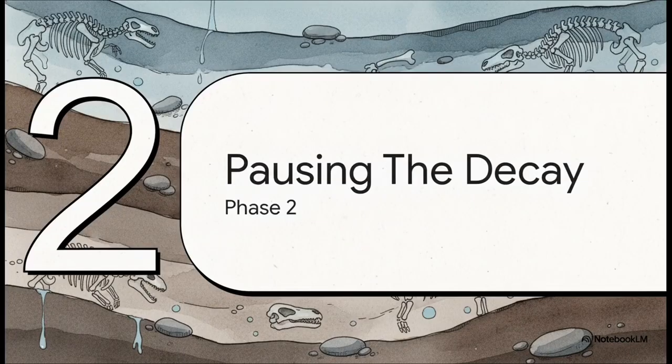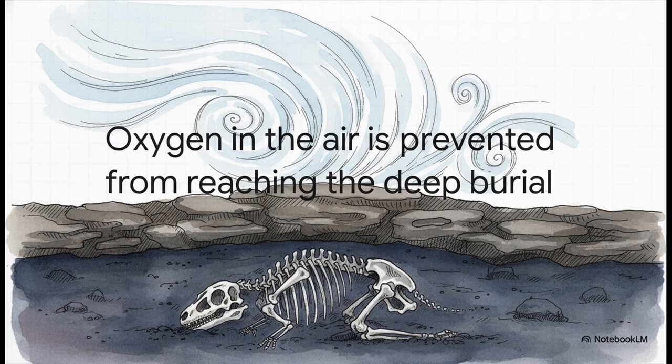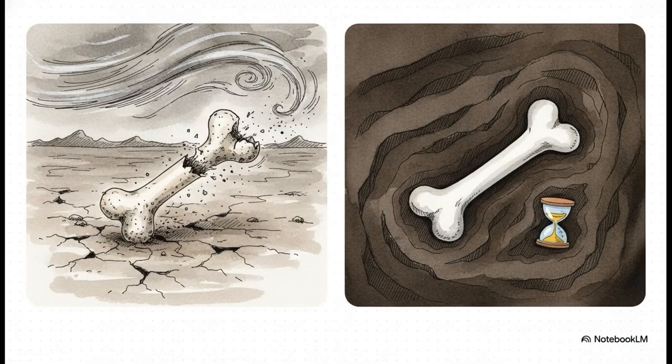Which brings us to phase 2, pausing the decay. All right, I want you to mentally slow down with me here. That rapid, chaotic descent we just talked about, it stops. The animal has finally reached the deep underground. So the crucial point here is that because the animal is pushed so incredibly deep, oxygen is entirely prevented from reaching it. This is a massive, stark pivot where the normal course of nature is just abruptly interrupted. The sheer depth literally cuts off the air supply, and that changes absolutely everything about what happens next to this organic material.